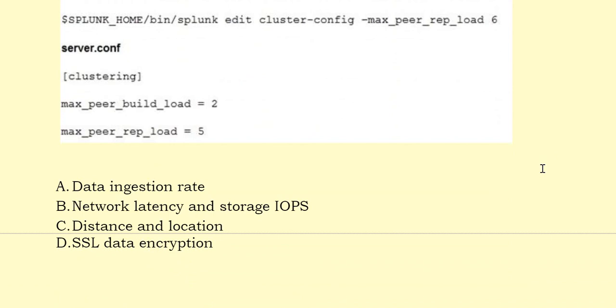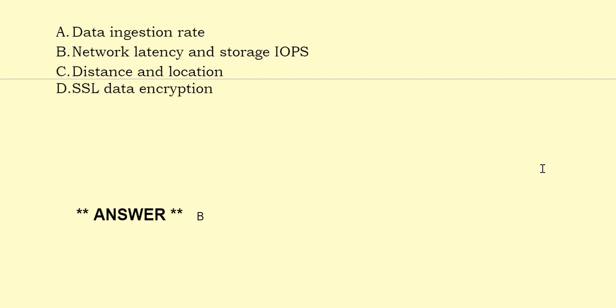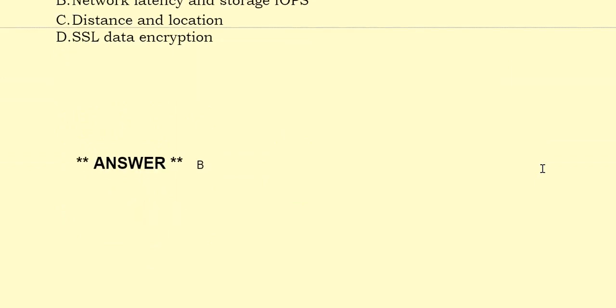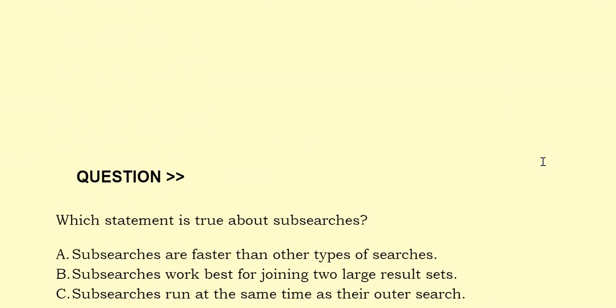Option A: data ingestion rate. Option B: network latency and storage IOPS. Option C: distance and location. Option D: SSL data encryption. The correct answer is option B.